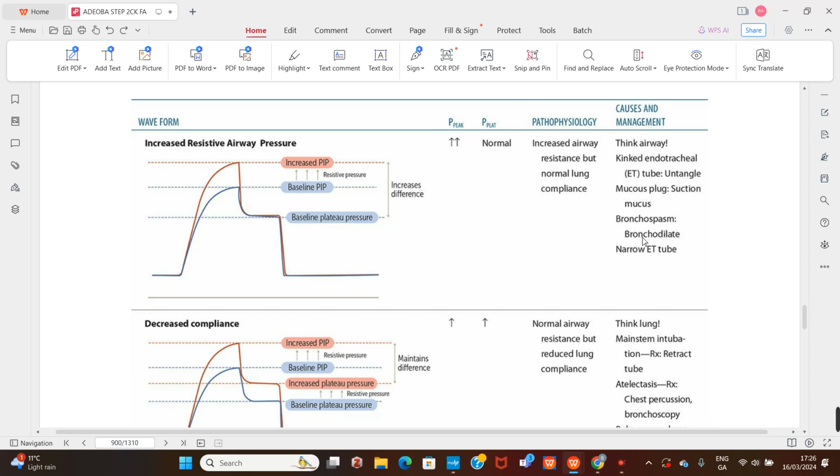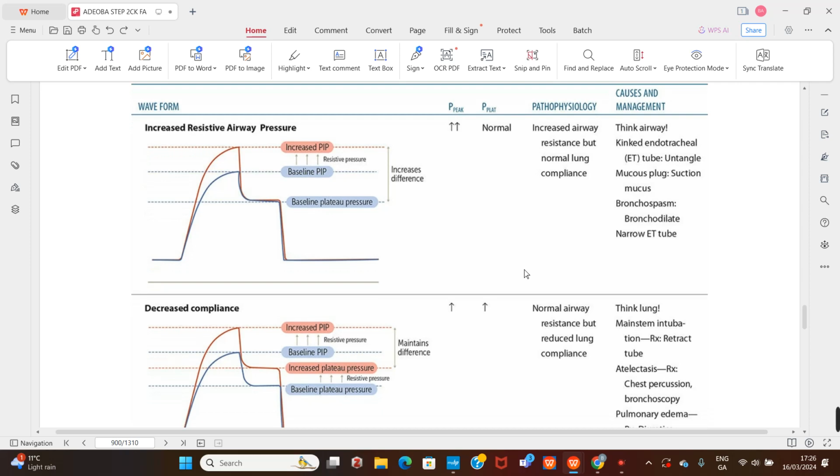Yes, and the use of bronchodilation is a treatment. Bronchodilation is a treatment, and then the use of a narrow endotracheal tube is a problem, it is a cause. So that is what confused me. Okay, so the first one is like a management measure, and the second one is like a cause, right? Yes, exactly. So a kinked endotracheal tube is a cause.